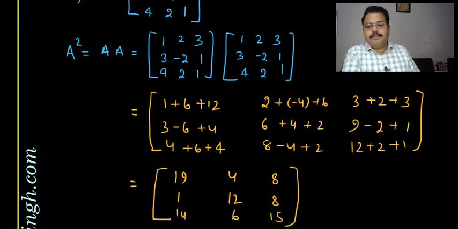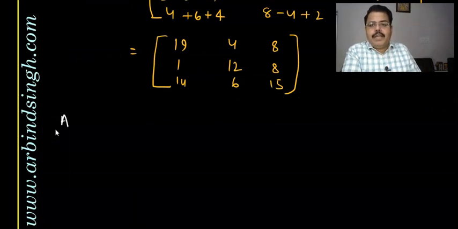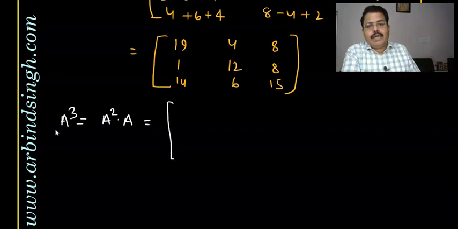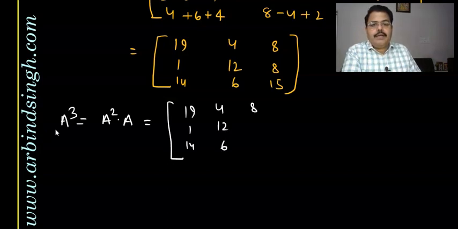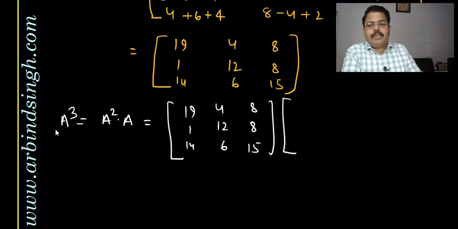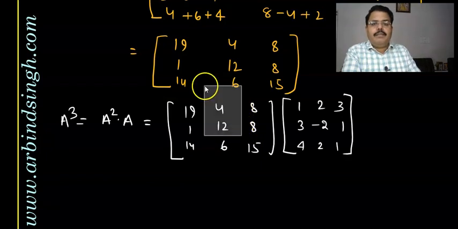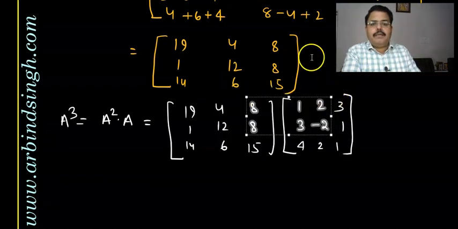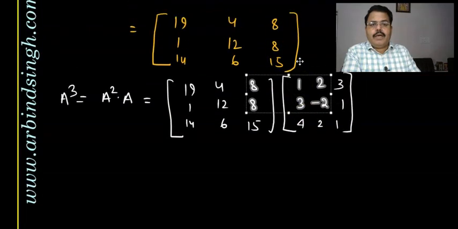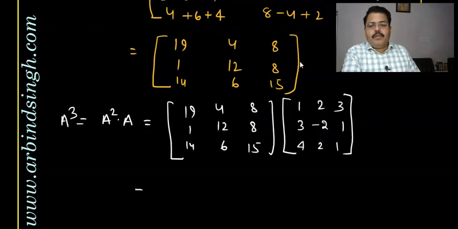So that will come. Similarly, when we have to find A cube, A cube is nothing else but A square into A. So, A square is 19, 4, 8, 1, 12, 6, 8, 8 and 15. And what about A? A was, I have written, okay, so we can multiply again here and see what will come. The product output will be here, see.